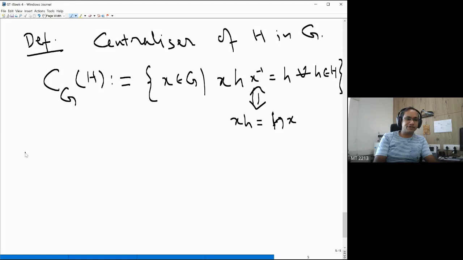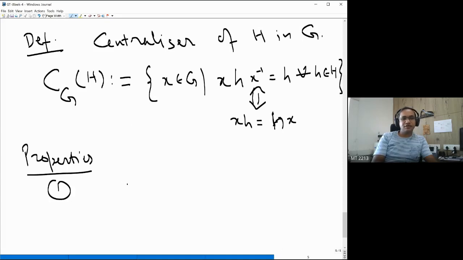So again, you can write down the properties of this. Of course, the first property is this: is it true that H is contained in the centralizer of H in G?